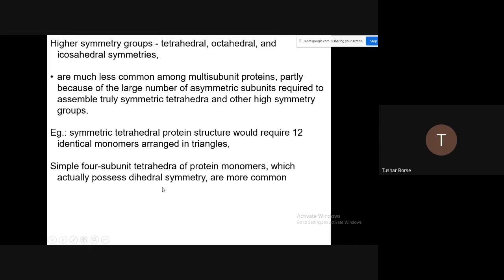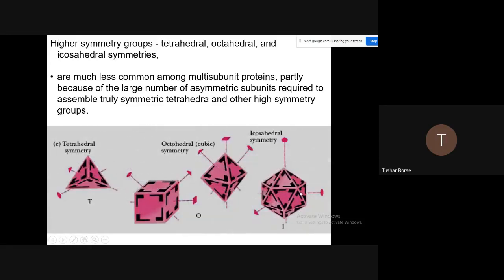I'll not read it out; you can get it afterwards. Just look at this. This specific arrangement of the subunits and their symmetries gives the specific shape to that particular protein. Now you can imagine where these proteins could be present. This is the tetrahedral, this is the octahedral, this is the icosahedral, where you get exactly the virus coat protein.